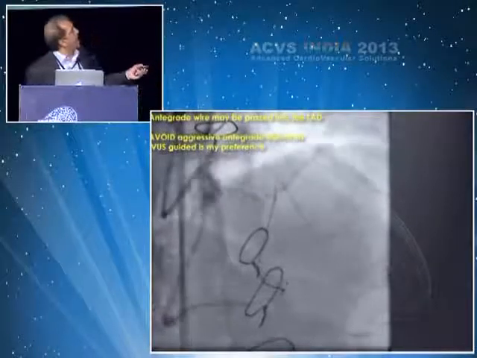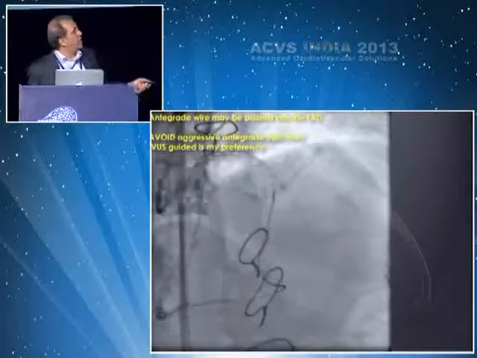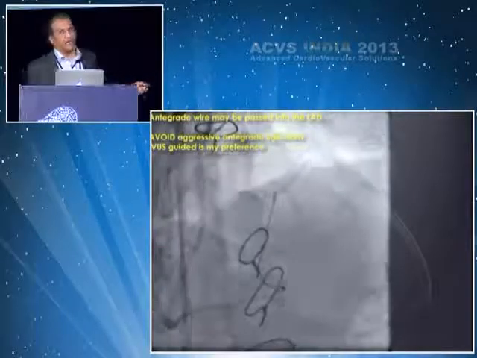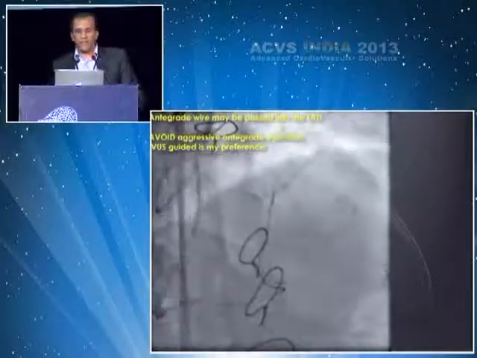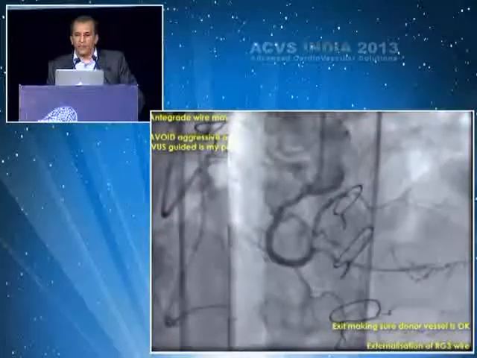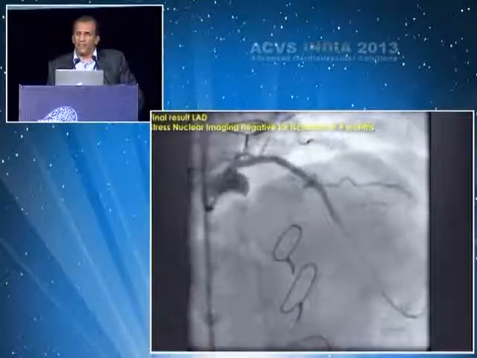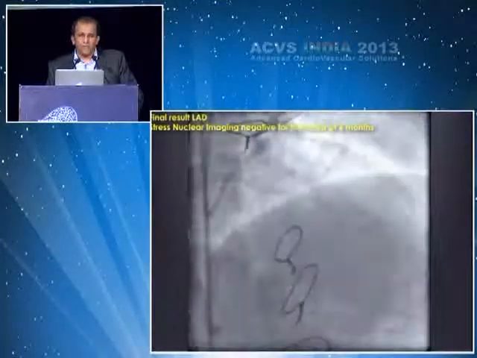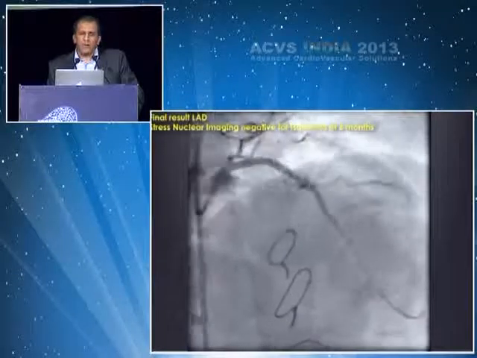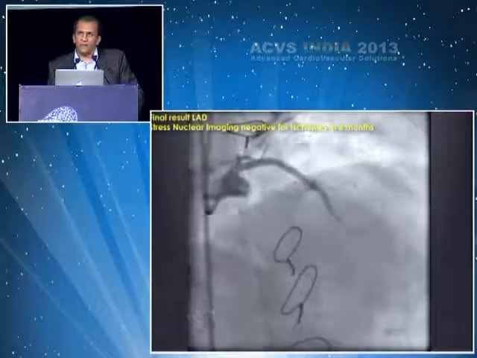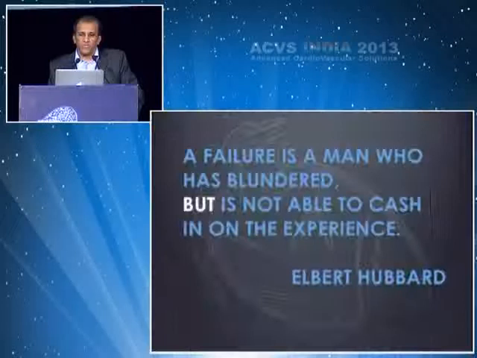Get an antegrade access with a good wire support, making sure that you coil your wires distally so that you avoid wire perforations in the event, and complete the procedure. And this is how the final result is in these procedures. A stress nuclear imaging on this particular gentleman is negative at 6 months of follow-up following this angioplasty.